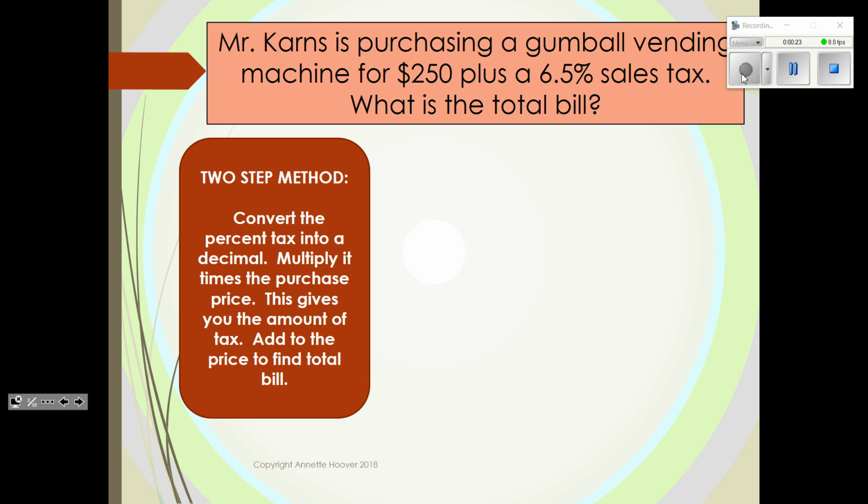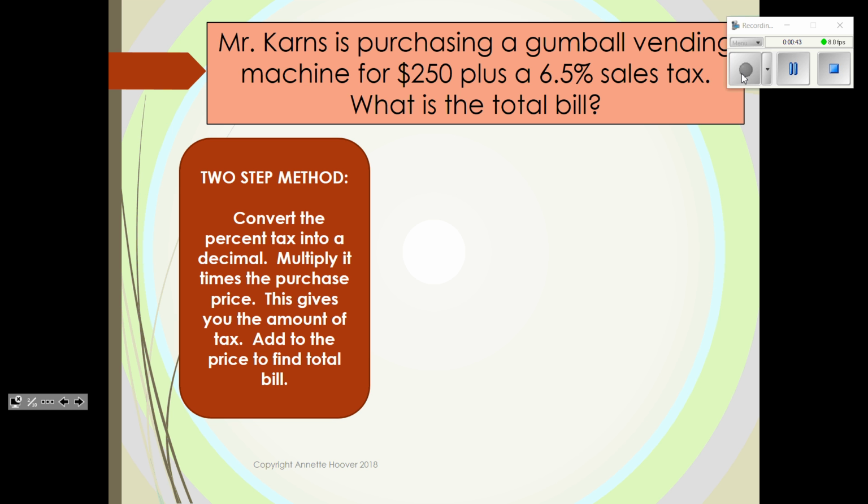So we have Mr. Carnes is purchasing a gumball vending machine for $250 plus a 6.5% sales tax. What is his total bill? Now the two-step method is a method that we use. First, we're going to figure out how much tax is being added to the purchase price.